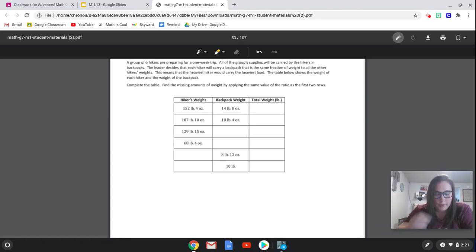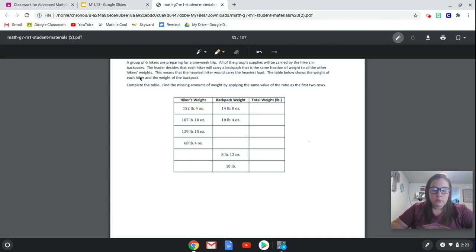Okay, so here in lesson 13, we are going to be dealing with finding equivalent ratios given the total quantity. So in this example, we are going to be filling out this table. And you see that there's a couple blank areas. So we're going to have to figure out how to solve for those blanks.